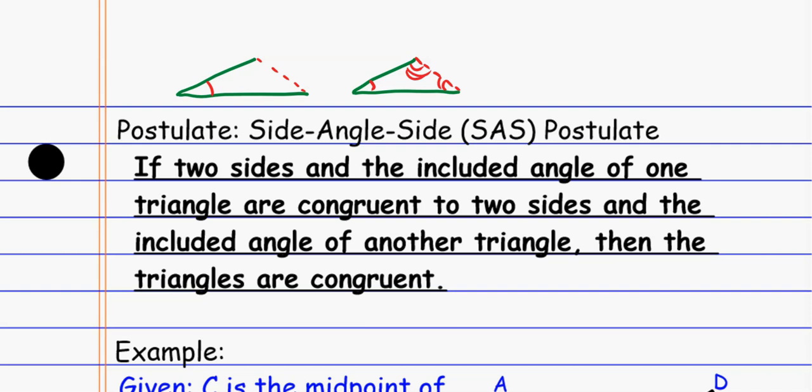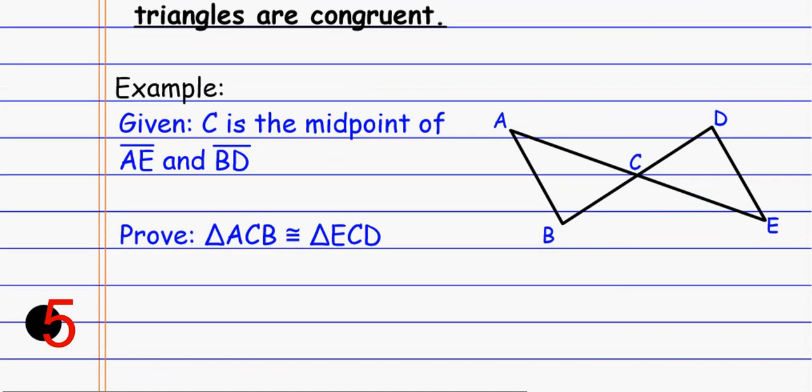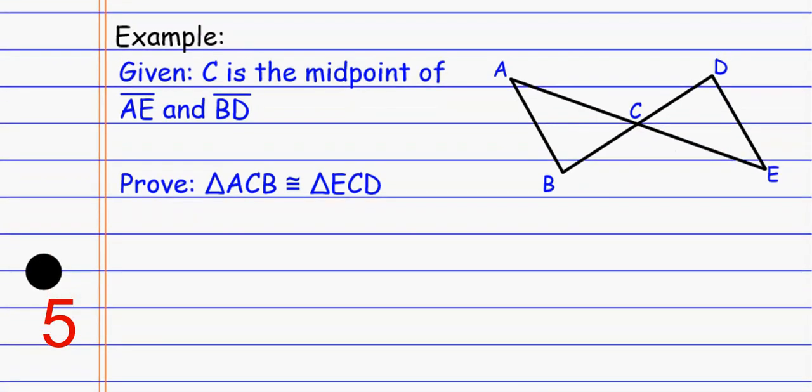All right. So once again, just to restate this: if two sides and the included angle, the angle in between those two sides, of one triangle are congruent to two sides and the included angle, the angle in between, of another triangle, then the triangles are congruent. Okay? So let's use this. If I was given something like this guy, so given C is the midpoint of AE, and it's also the midpoint of BD. All right? So that's what's given here, is that point is the midpoint of those two sections. So once again, statements and reasons. Here we go.